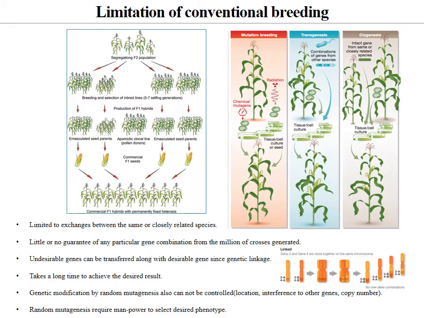And other approaches, mutation breeding, transgenesis, and cisgenesis, also have some problems. Genetic modification by random mutagenesis also cannot be controlled. We cannot control the gene insertion site or side effects like that. And random mutagenesis requires manpower to select the desired phenotype. So we need to develop new plant breeding technology. So nowadays we are using the CRISPR-Cas system.